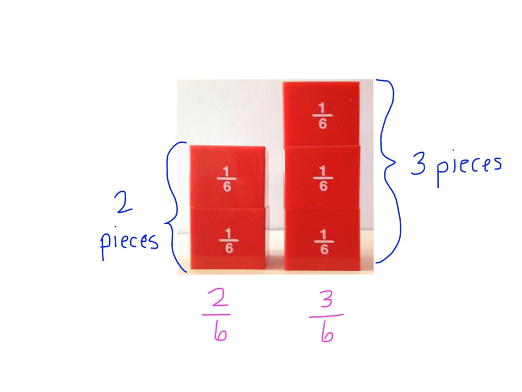One last example where we have the same denominator. In this case, we're looking at pieces that are 1/6 of the whole. So you can see 6 is our denominator for both of these fractions. On this side, we have 2 pieces, so this fraction is 2/6. On this side, we have 3 pieces, so this fraction is 3/6. Since the denominators are the same, all I have to do is compare the numerators. And since 2 is less than 3, 2/6 is less than 3/6.